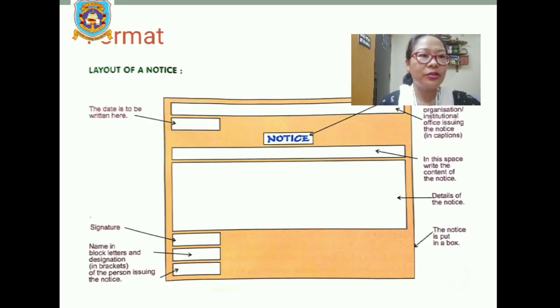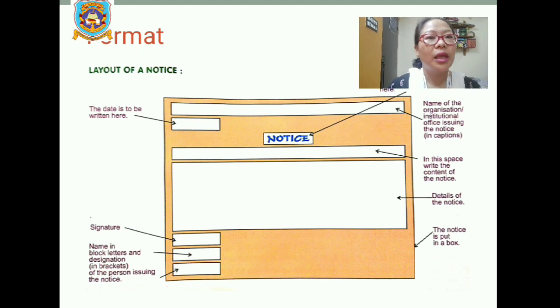This was the format for the layout of notice writing. First is the name of the organization or institution which is issuing the notice. Next comes the date. Then we write the notice. You can write the date and notice also in the same line. Then next is the topic, the heading of the notice. Then comes the main point, the body of the notice.